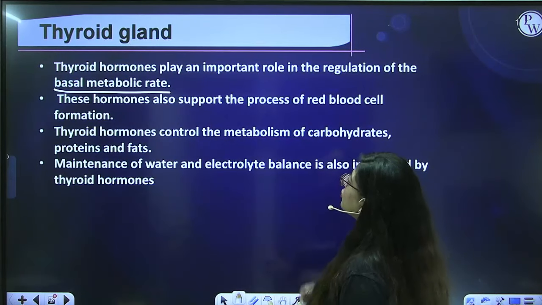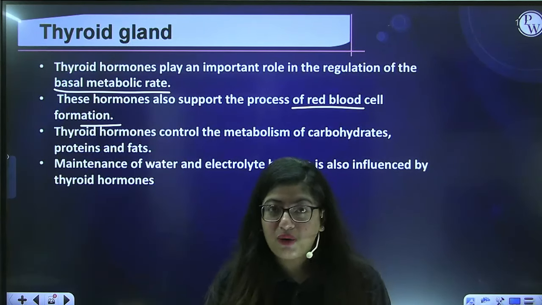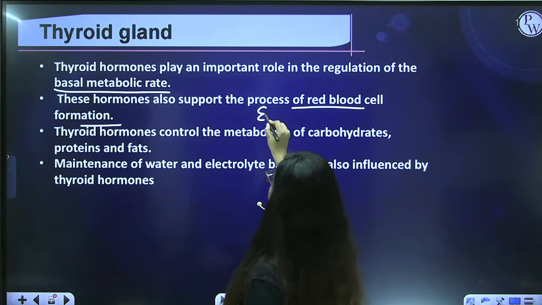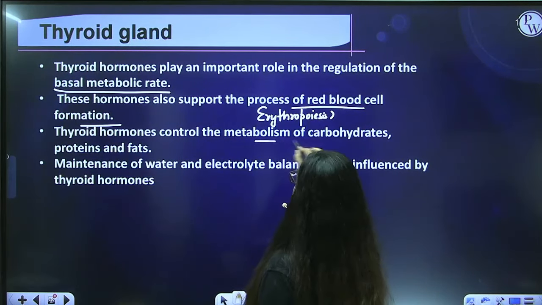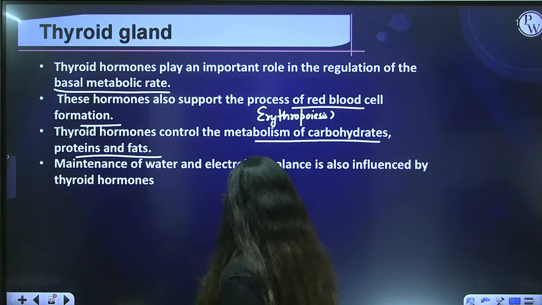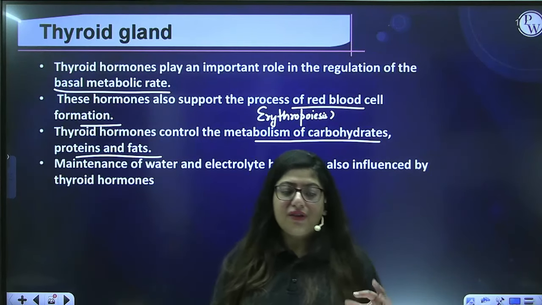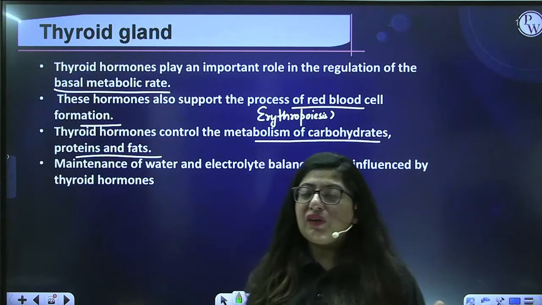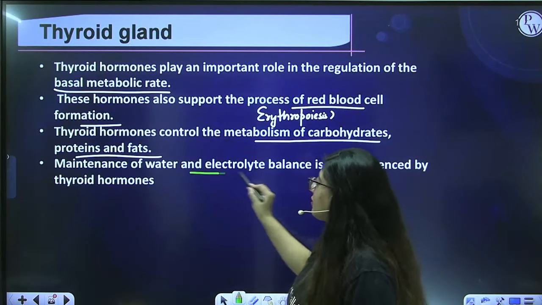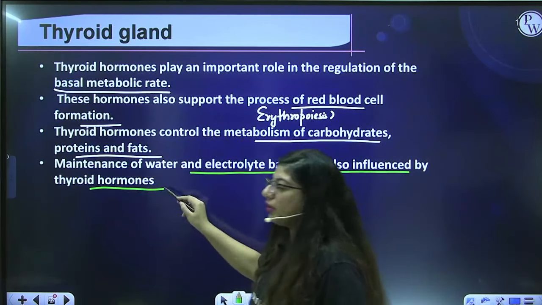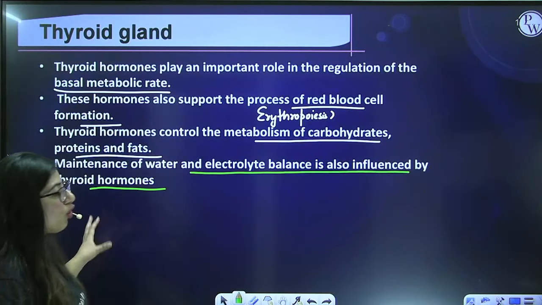These hormones also support the process of red blood cell formation. So they also help in erythropoiesis. What is erythropoiesis? Red blood cell formation. Thyroid hormones control the metabolism of carbohydrate, protein, and fats, because if the carbohydrate is broken down, it will give you more energy. If fat is broken down, it will give you more energy. If the fat is not broken down, it will get deposited and you will get fat. Then maintenance of water and electrolyte balance is also influenced by thyroid hormone. So all these functions are of your thyroxine, not of calcitonin.